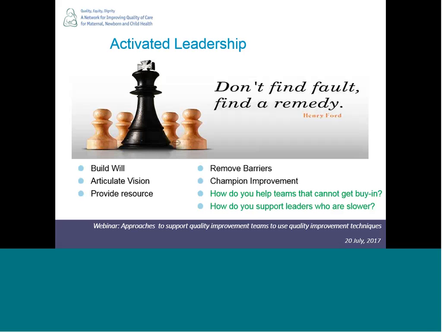They are able to provide resources or motivate for resources so that QI work can happen, improvements can happen in all these different areas. They are able to remove barriers, and also they can champion improvement itself. But having said that, sometimes you'd also find that you have teams that have gaps. So how do you help teams that cannot get buy-in from leadership? And also, how do you then support leaders who are slower in the process?